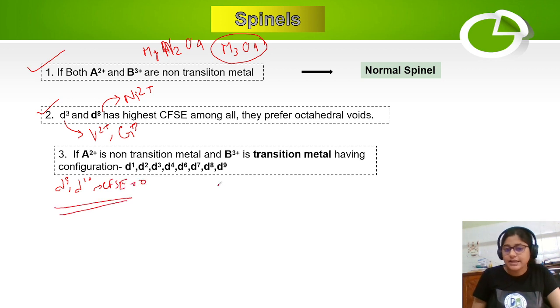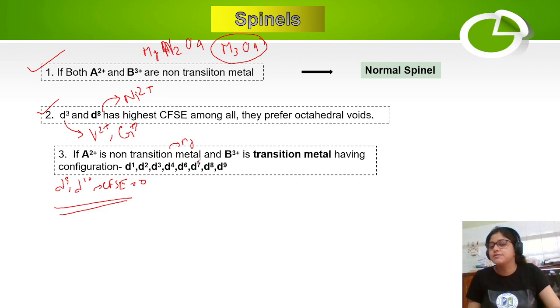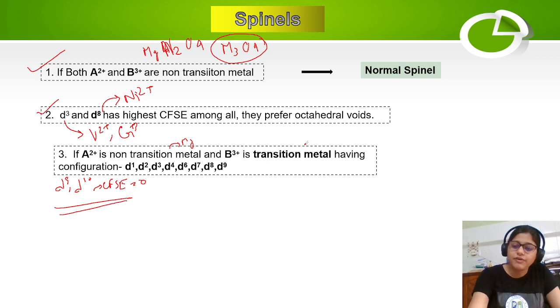Right? So that's why we are not considering that. If A2+ is a non-transition metal, it can be lithium, magnesium, any two positive cations, okay? And B3+ is a transition metal having this kind of configuration, having a non-zero CFSE value. Okay, for that what will happen?